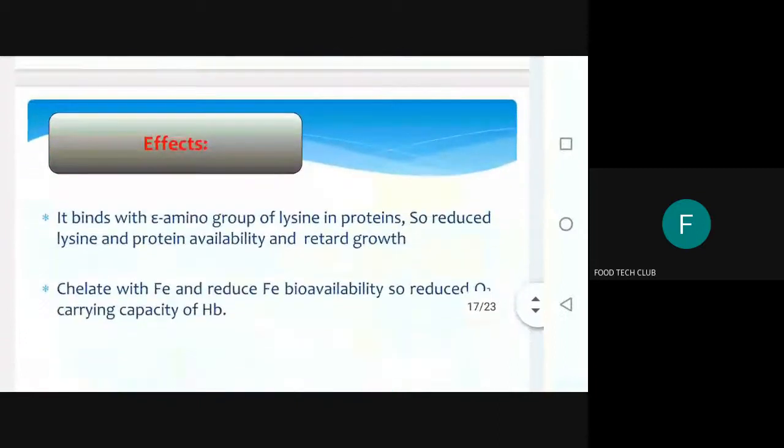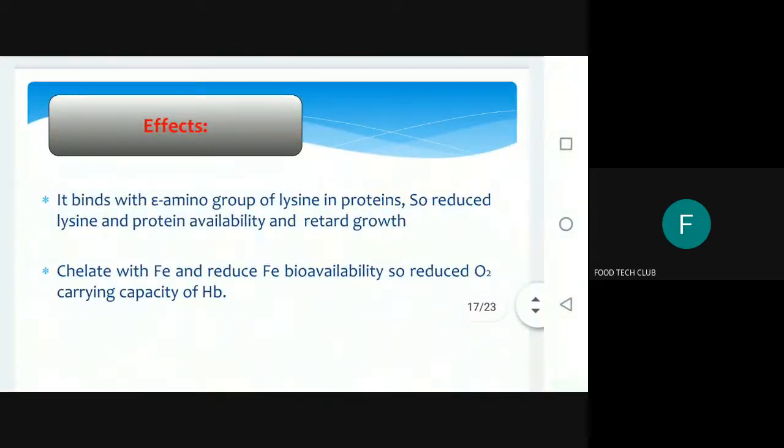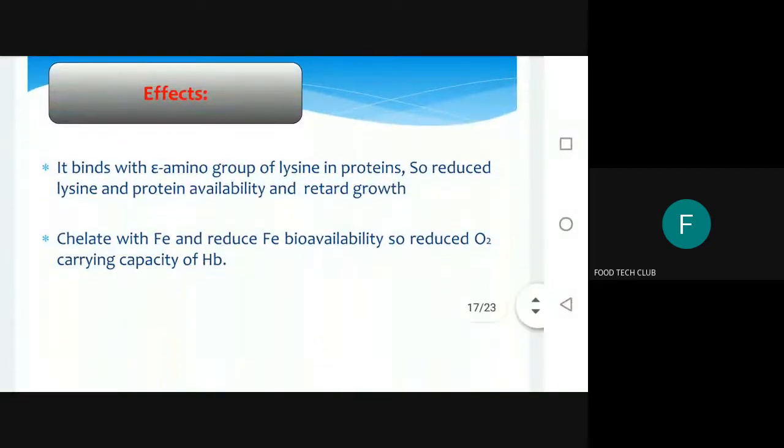This gossypol will bind with the epsilon amino group of the lysine in the protein, and therefore lysine absorption will be less in our body. It also forms a complex with iron and reduces the iron availability in the body.